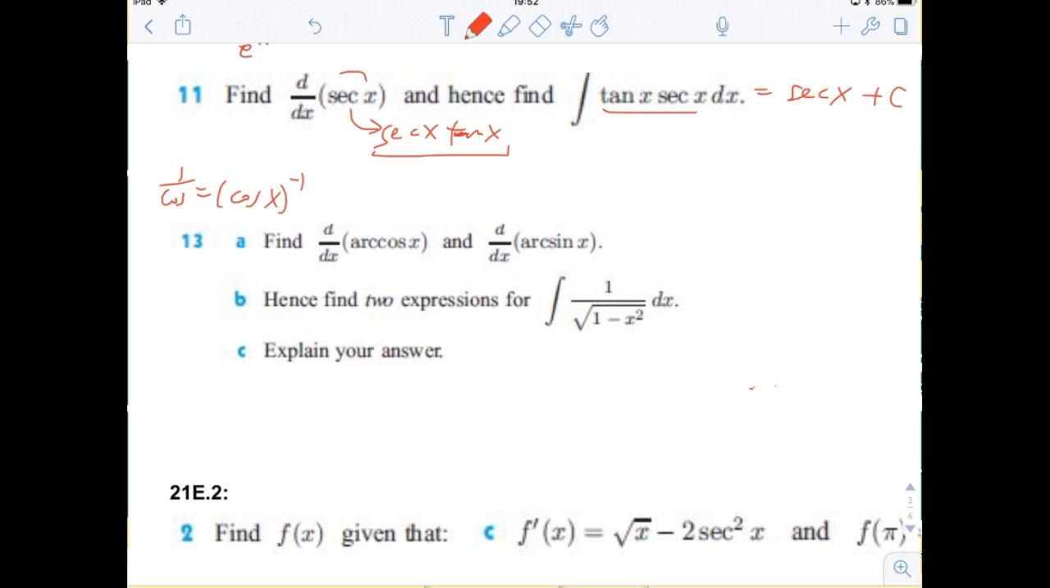Okay, number 13. Find the derivative of arc cosine x and the derivative of arc sine x. Remember that the derivative of arc cosine x and arc sine x look almost exactly the same. The derivative of arc sine x, if I remember right, is 1 over the square root of 1 minus x squared. And the derivative of arc cosine x is similar, except it's just negative 1 on the top, and then on the bottom it's going to be the square root of 1 minus x squared. So they're almost the same.